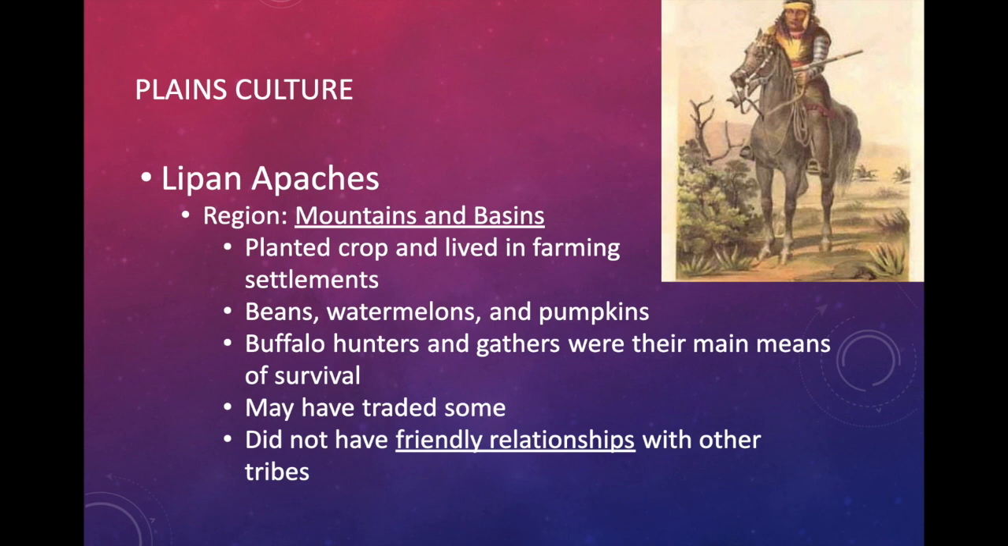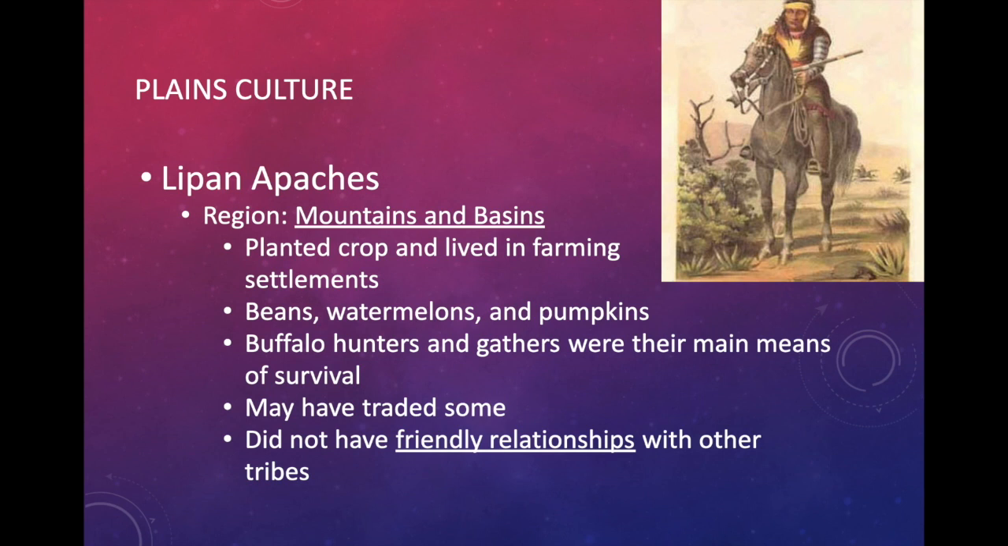The same will be true for this next group called the Lipan Apache. And the Apache are known for their aggression. That means they were very aggressive as a people. Now the region that they lived in was called the Mountains and Basins, but they moved into that southern part of the plains. They planted crops and lived in farming communities for certain times of the year. They grew beans, watermelons, and pumpkins. They were buffalo hunters and gatherers.